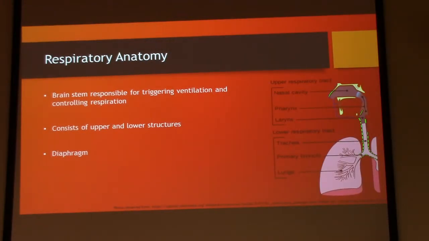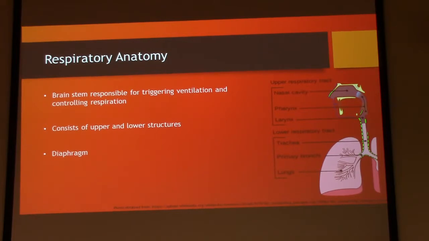So let's take a look at our respiratory anatomy. Our respiratory system we can break into the upper and the lower respiratory sections. Upper consists of the nasal and oral pharynx area, all the way to the point of the larynx. From there down, voice box, vocal cords, all the way down to the alveoli is our lower airway.